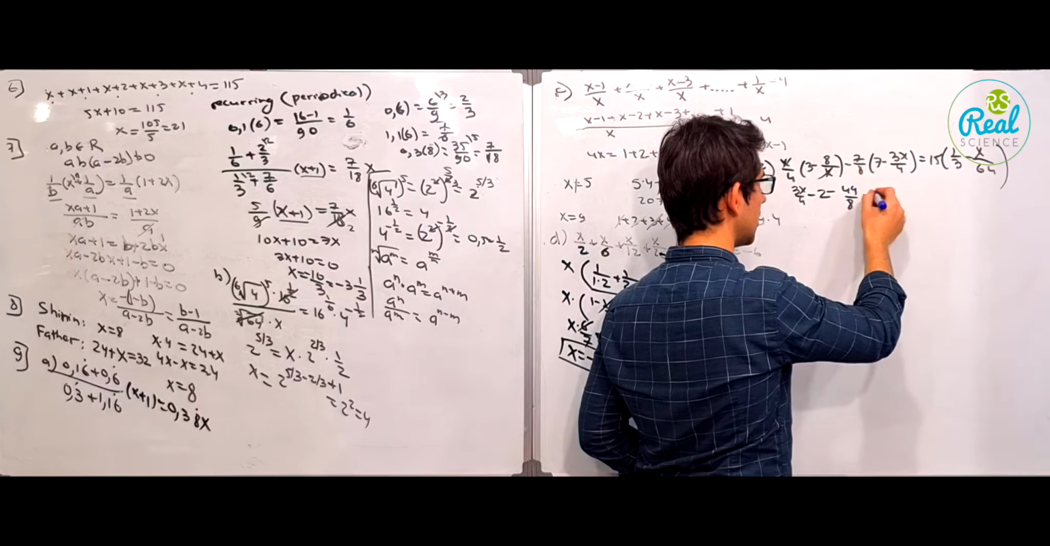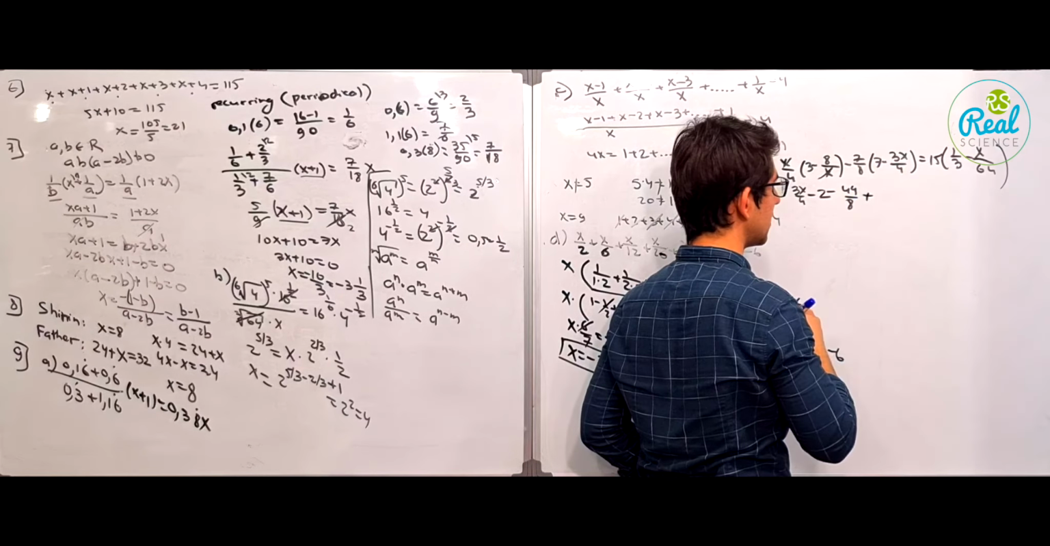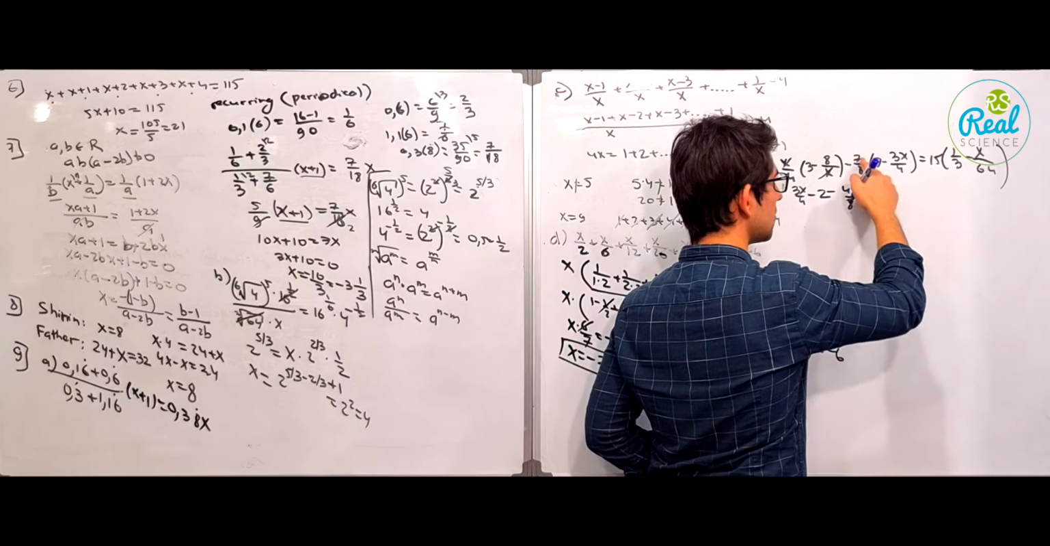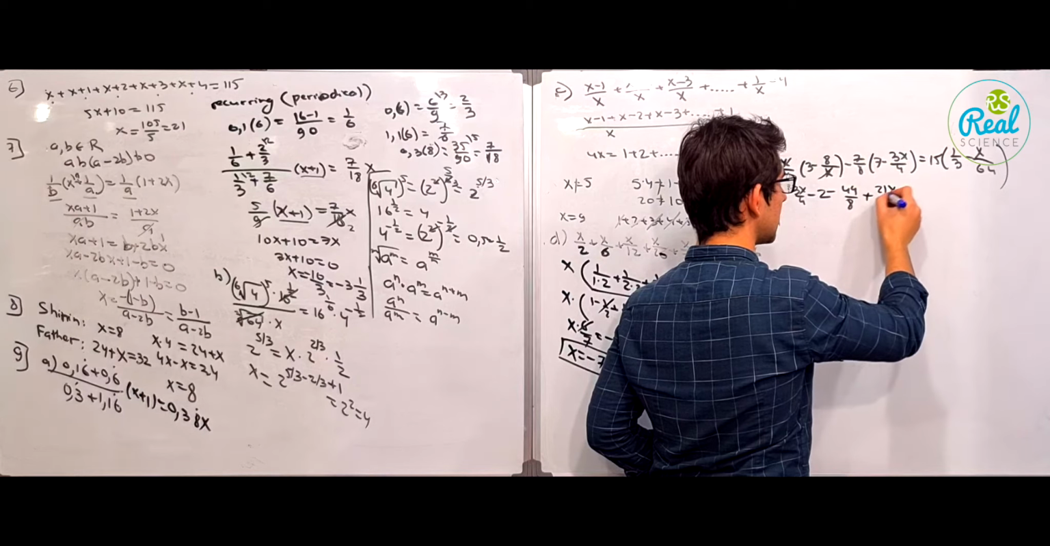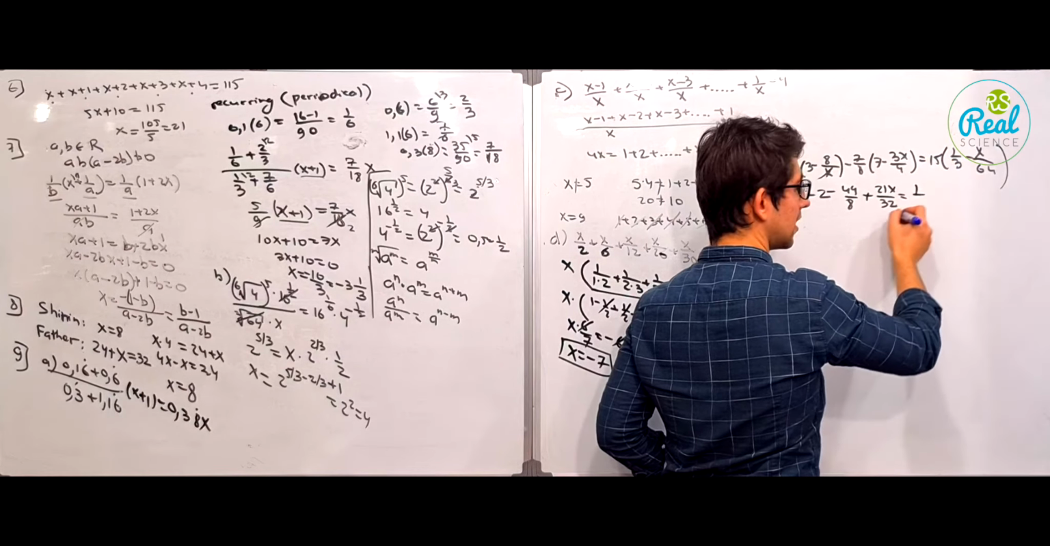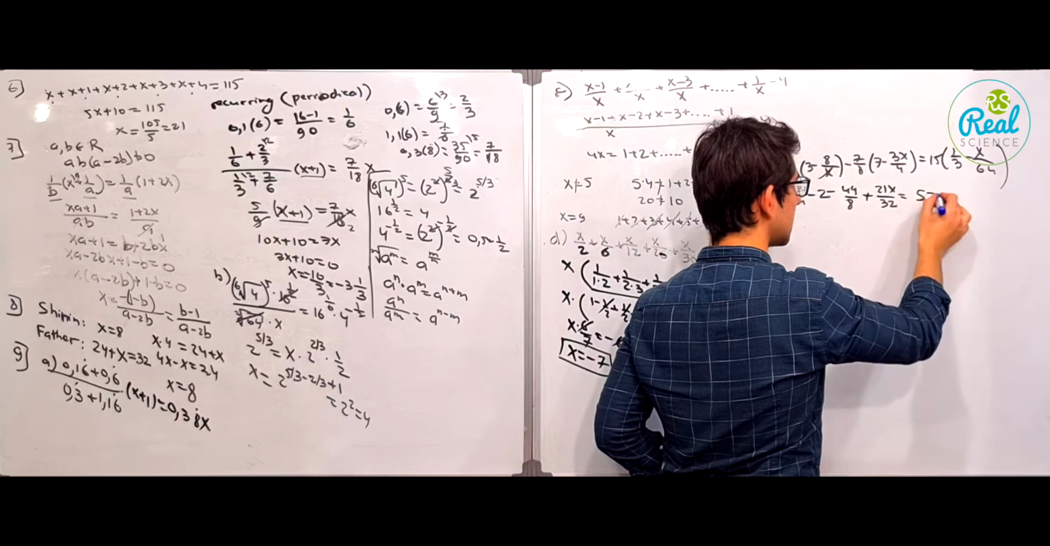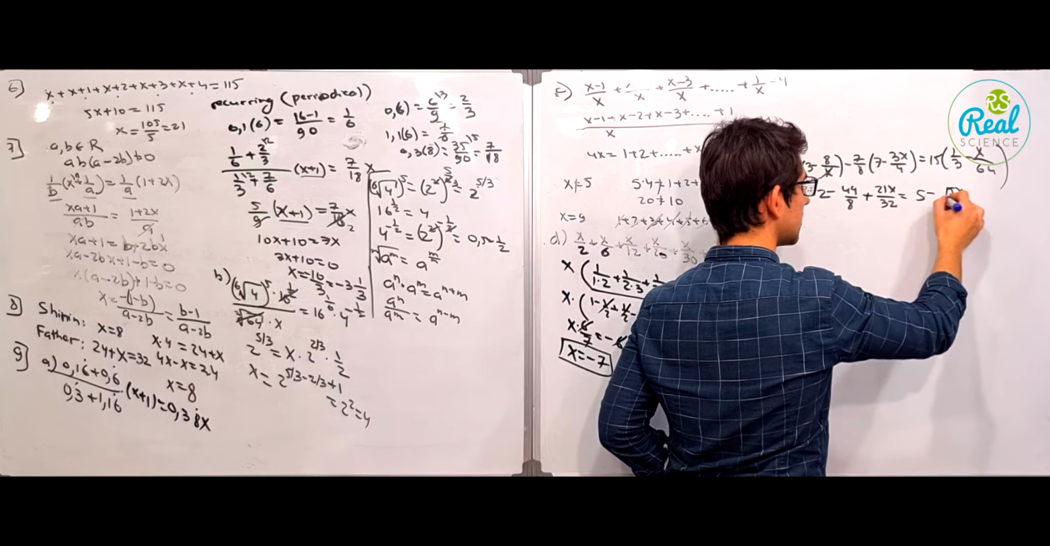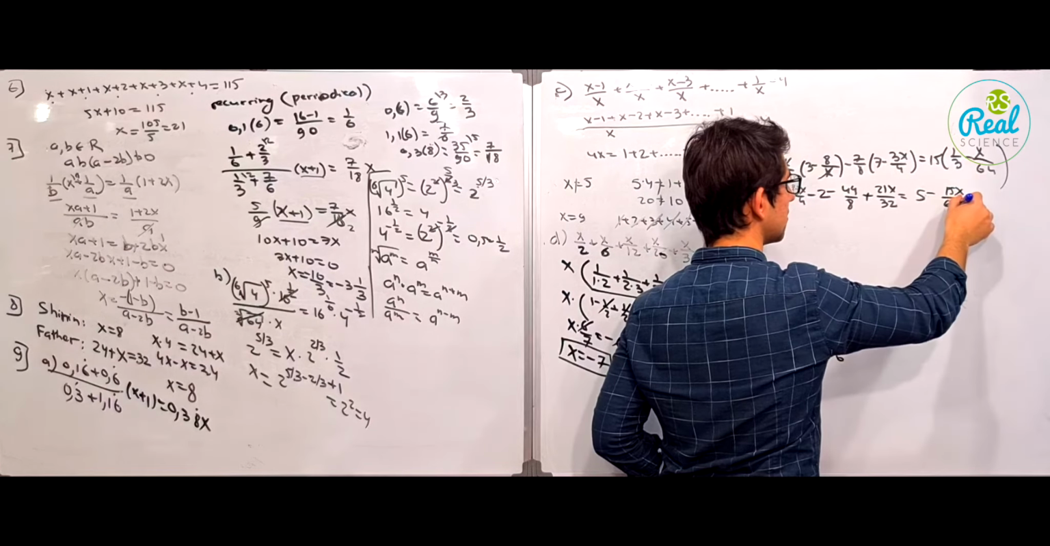7 multiplied by 7. Minus minus gives plus. There is no cancellation, and it becomes 21x over 32 equals, they will cancel one another by 3, and the result is 5 minus 15x over 64. There is no cancellation too.